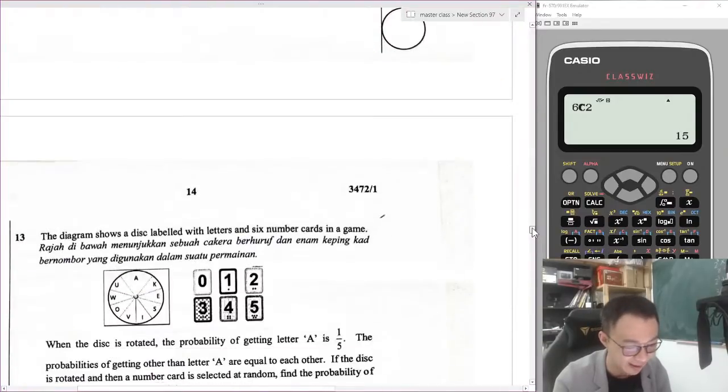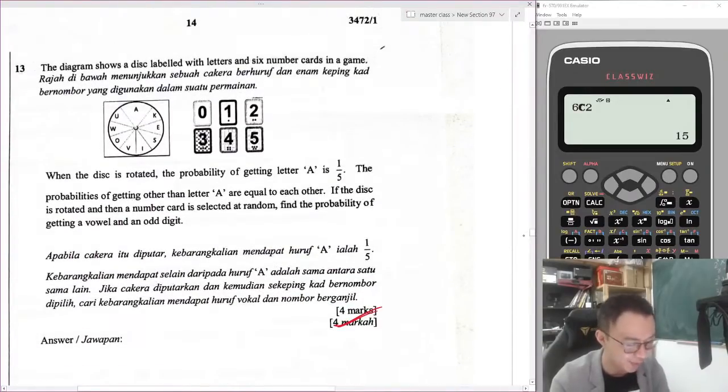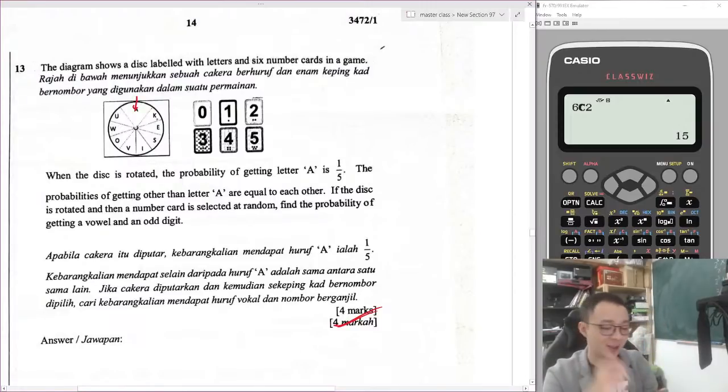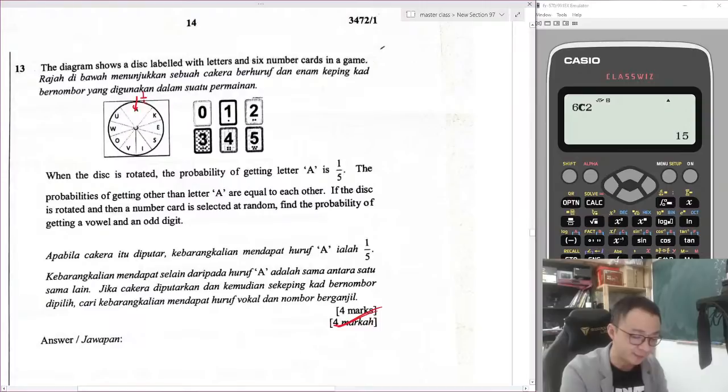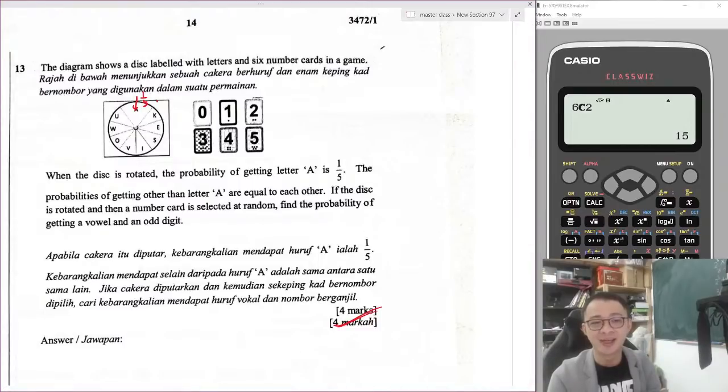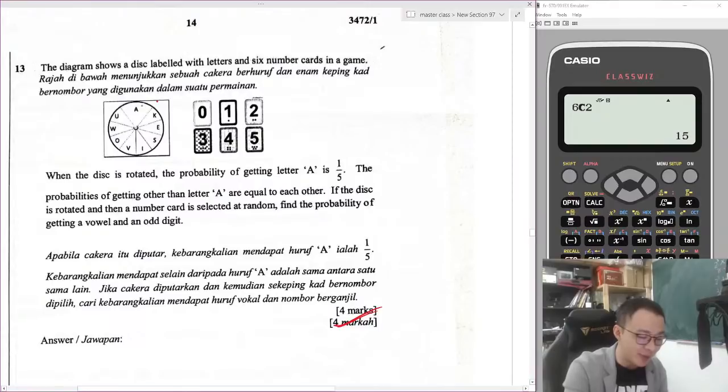Okay, so I hope I do make you understand. So let's move on to this question. Alright, so this one is going to rotate. They tell you this one is basically 1 over 5 here. So below A, they only must select only capital A. Small letter a you can just ignore. Alright, so the probability of A will be 1 over 5.